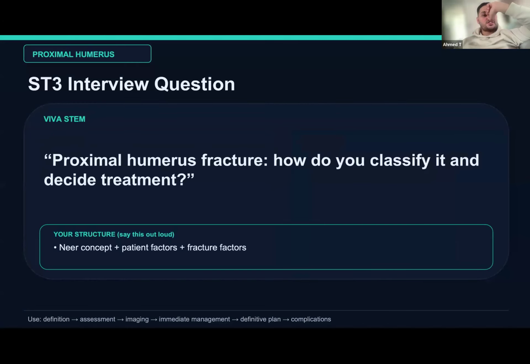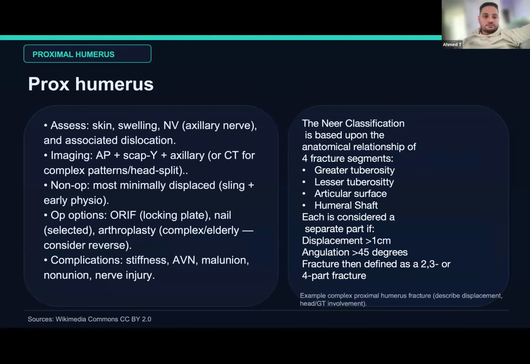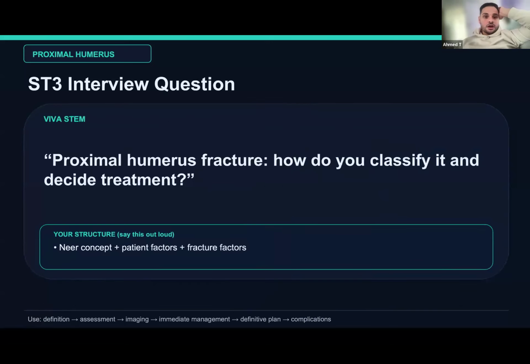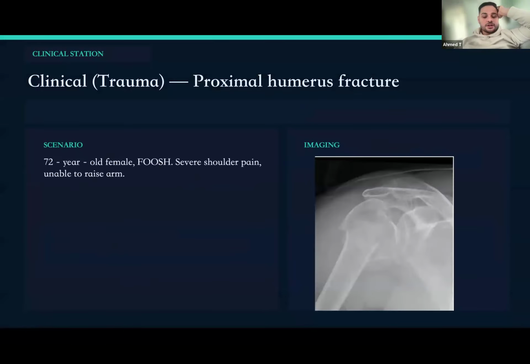How do you classify and decide treatment? So the Neer classification is a four-part classification depending on how many fragments: greater tuberosity, lesser tuberosity, articular surface, and humeral shaft. And it's considered separate if the displacement is more than 1 centimeter and the angulation is more than 45 degrees. Let's go back to this. Can someone talk me through the management of this case? How would you manage this case?